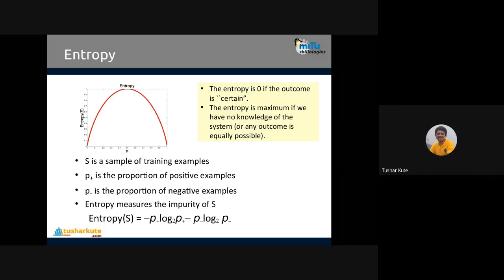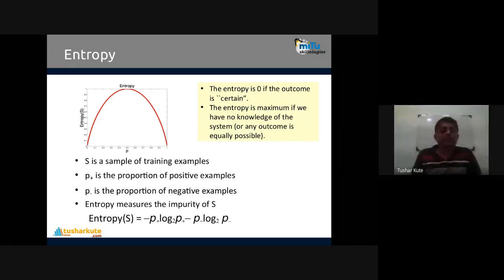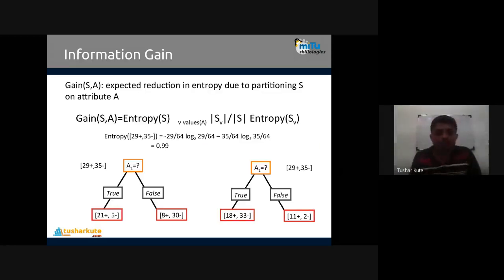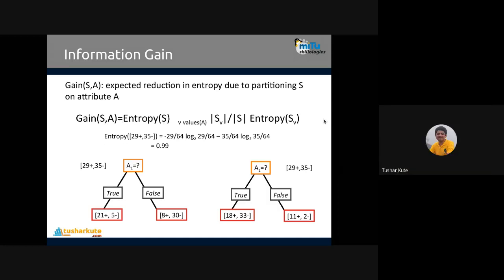Fine. And now using entropy, the information gain is calculated. See, information gain is like this. Information gain for sample S on attribute A is the expected reduction in entropy due to partitioning S on attribute A. It's like this: gain of S comma A is equal to entropy of S minus. Okay, and using this formula it is calculated.